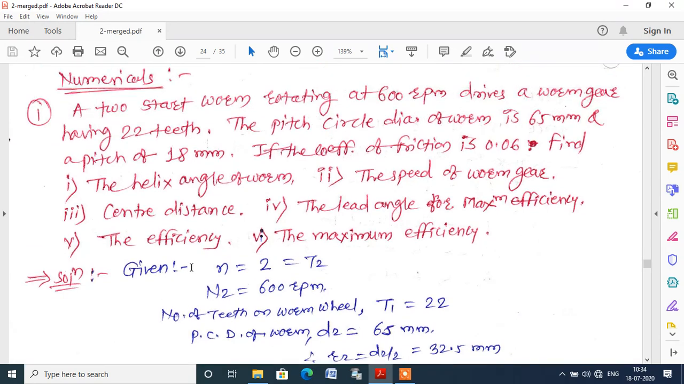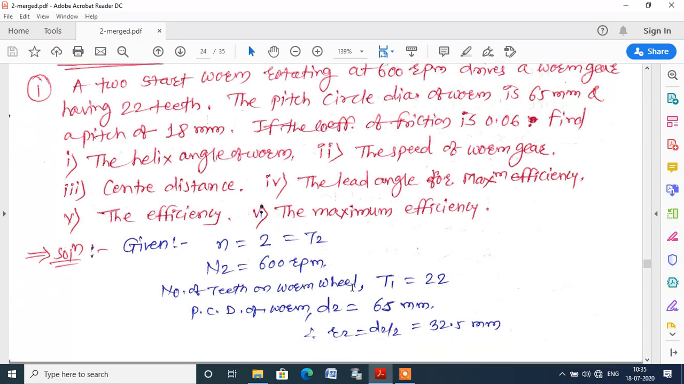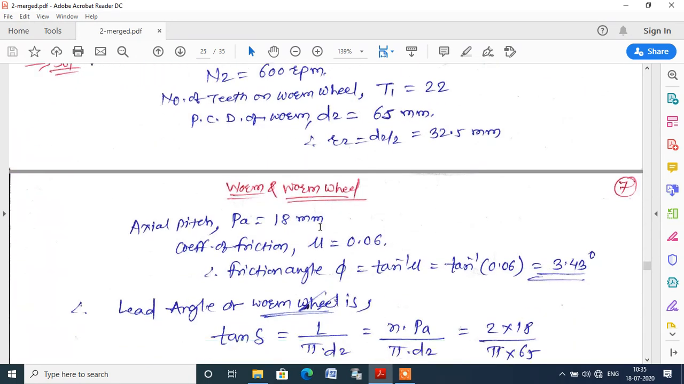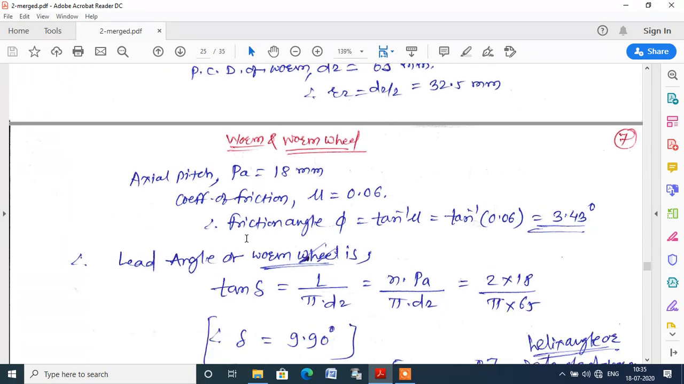So after reading the problem, write down the given data. A 2-start worm, so N equal to 2, which is the number of starts on the worm, and the speed of the worm is 600 rpm. The number of teeth on worm wheel is given, so T1 equal to 22. The pitch circle diameter of worm is given, 65 mm, so R2 is equal to 32.5. Axial pitch is also given, 18 mm, and coefficient of friction mu is 0.06. Therefore the friction angle phi is equal to tan inverse 0.06, which comes to 3.43 degrees.